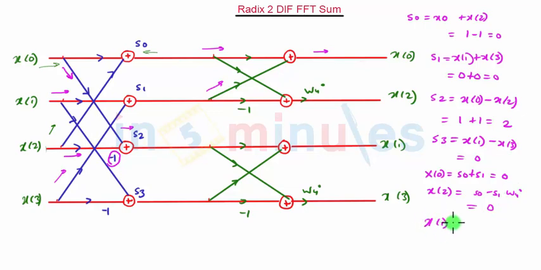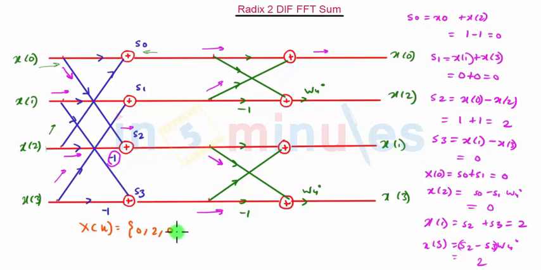Similarly, x of 1 having input from S2 plus S3, that is 2 plus 0, will give us 2. And finally, x of 3, that is having input from S3 and S2, that is S2 minus W4 raised to 0 multiplied by S3. The multiplying factor is multiplied after the sum, so finally the output comes out to be 2. Thus we have found out X of k, that is the DFT, is equivalent to 0, 2, 0, 2. So this is the 4-point DFT of the sequence using DIF FFT algorithm.